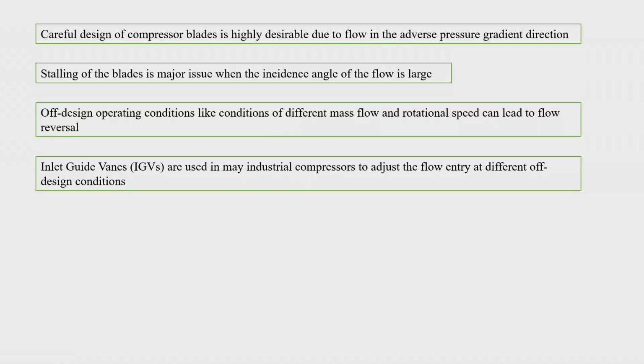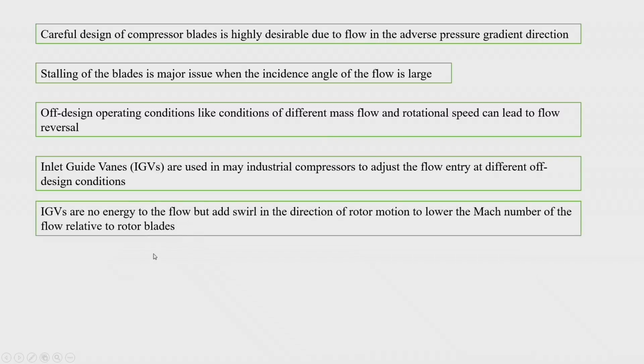In such cases inlet guide vanes are used, but inlet guide vanes are generally used for industrial compressors, since they add to the weight, and that is why they are not generally preferred for aircraft compressors. Inlet guide vanes are generally used for industrial applications, so that we can avoid the off design operating problems of the compressor blades.